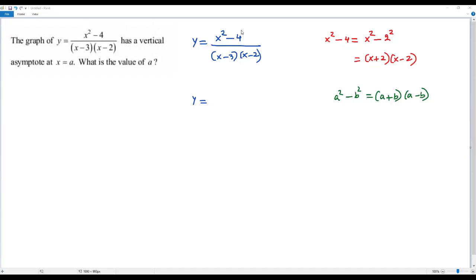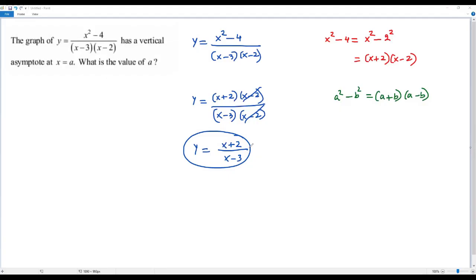Now instead of x² − 4 in the numerator, we can write the factor form (x + 2)(x − 2) divided by (x − 3)(x − 2). Here we can cancel this x − 2 and x − 2, then we get y equals (x + 2) over (x − 3). Now I got the simplified form of the given rational function.